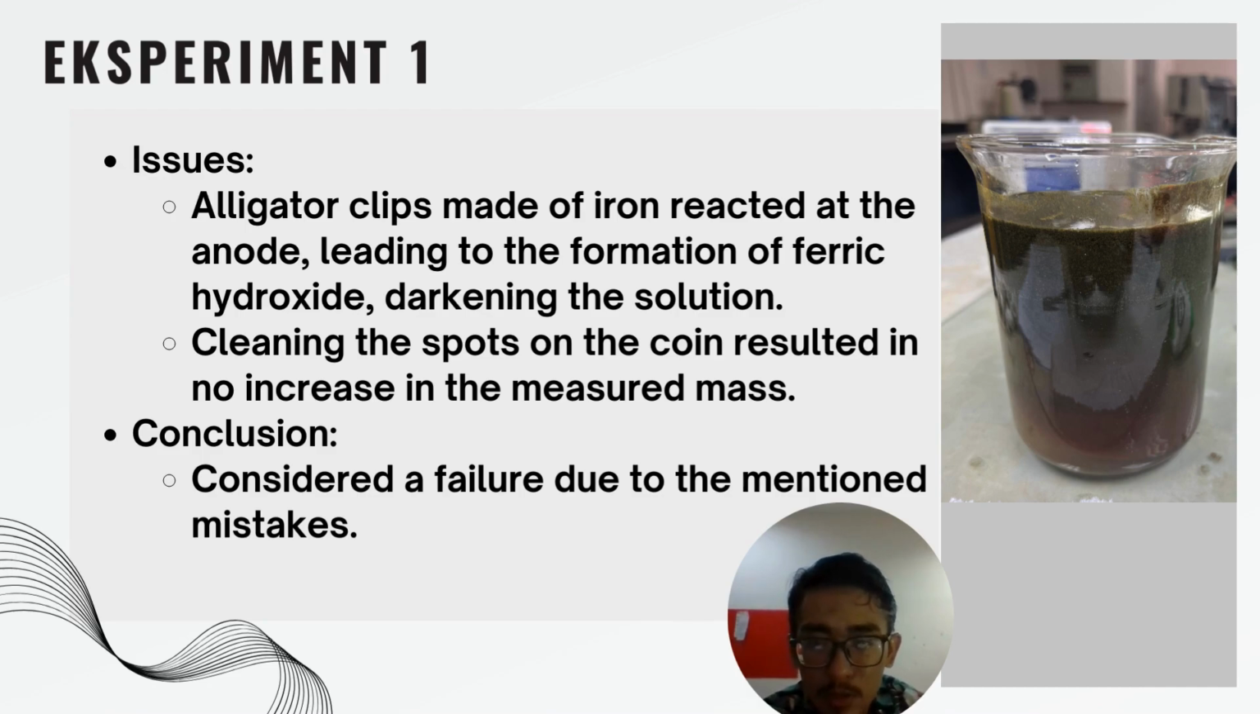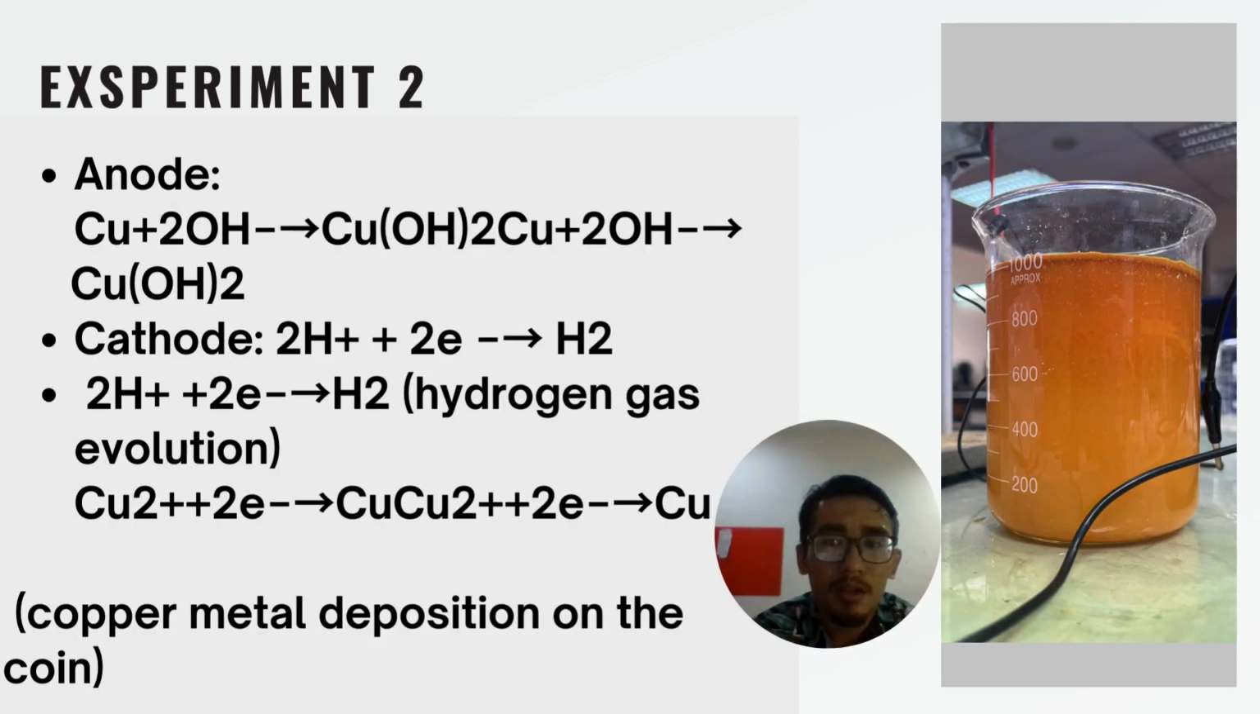The second mistake we made in experiment 1 was cleaning the spots off the surface of the coin. This resulted in no increase in the mass reading when the coin was weighed. Now we will discuss experiment 2.